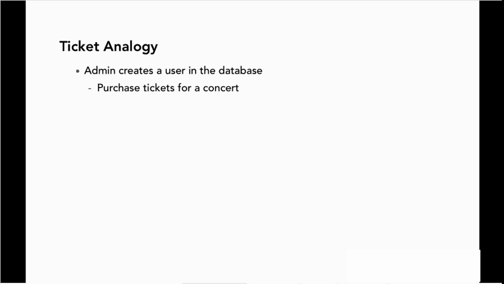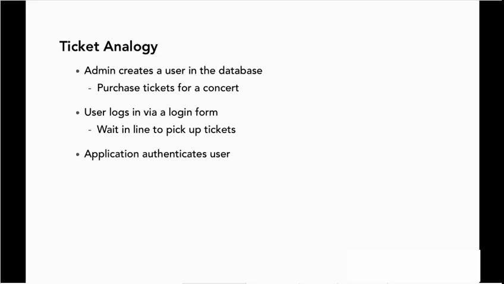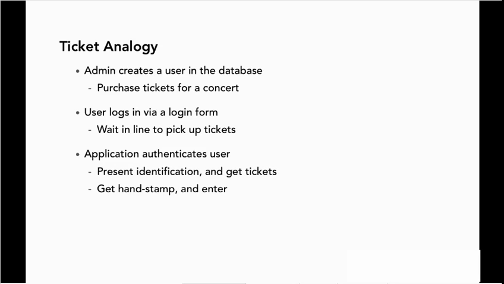Well, it works the same way here with our pages. The admin is going to create a user in the database. That's like purchasing tickets for a concert. At that point, we have the ability to attend, even though we haven't attended yet. Then when the user comes to the site, they log in via a login form. That's like waiting in line to pick up your tickets. When the application authenticates the user, that is, takes that username and password and sees are they valid, that's like presenting your identification, getting your tickets, and then getting a hand stamp so that you can then enter, and you can then go where you want inside the event.